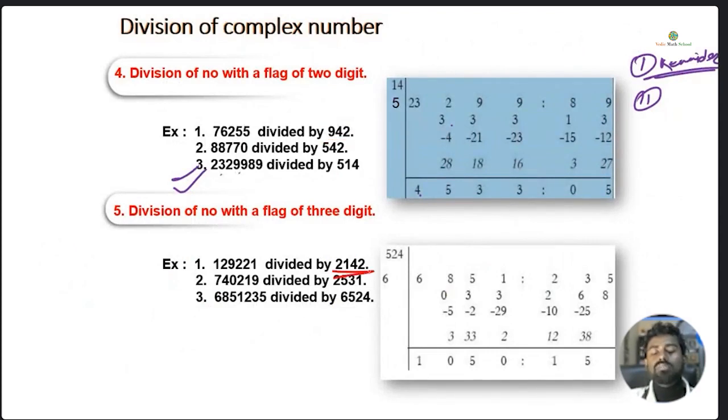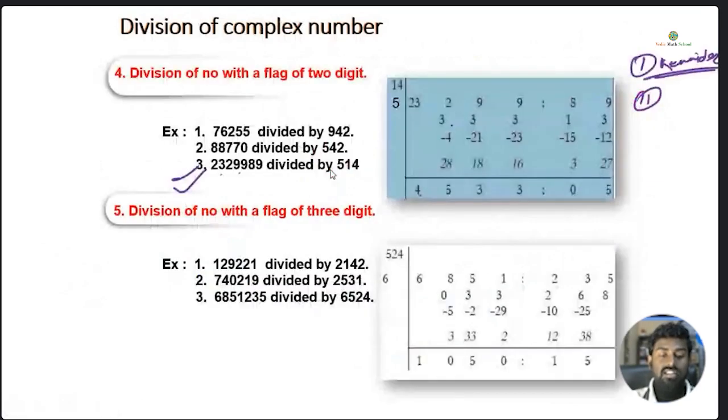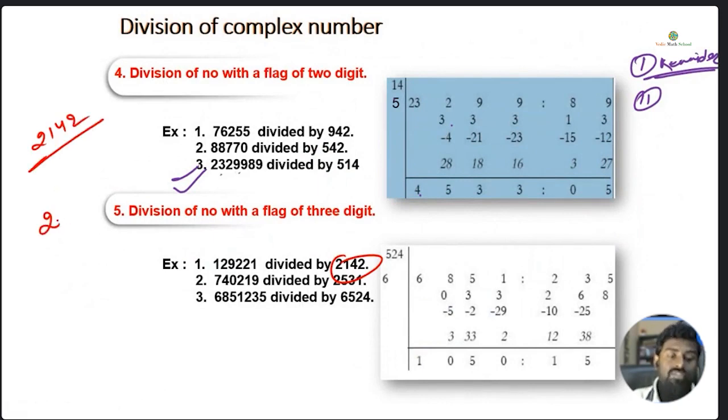What if you have a 4-digit number, 5-digit number or 6-digit number? The process remains the same, nothing is going to change, only you have to change the multiplication trick. So suppose there is an example 2134, 2142. This is the number. So what are you going to change? 2 will be the flag, 2 is the number and 142 will be the flag. So this flag is going to multiply with 1 first.